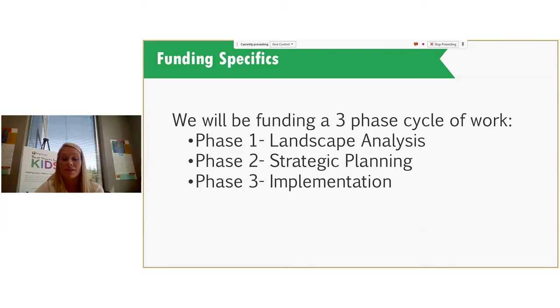After completion of the landscape analysis and strategic plan, the organization who's our successful grantee will continue to work with King County and with the stakeholders that we've engaged throughout this process. Key elements from Phase 1 and Phase 2 will be incorporated into future requests for proposals, seeking community-based groups and organizations to implement recommendations from our strategic plan.